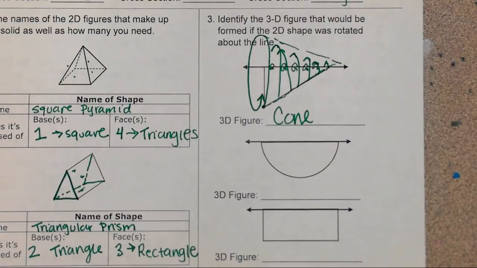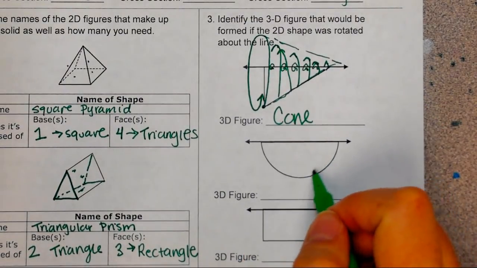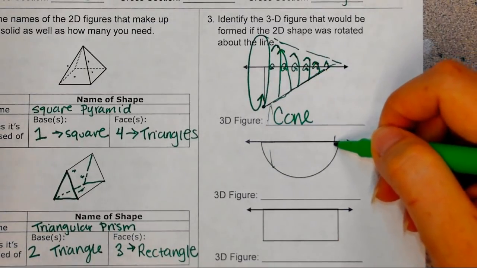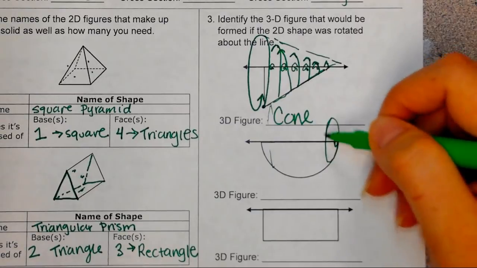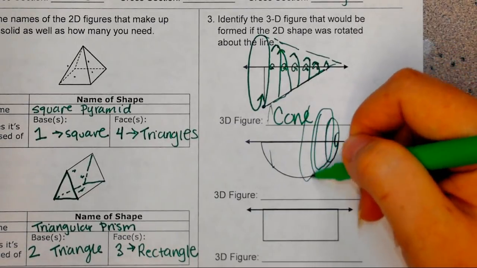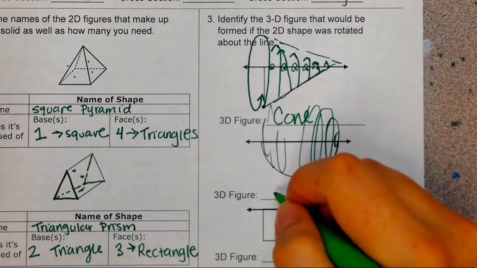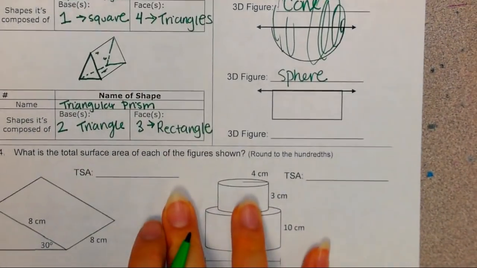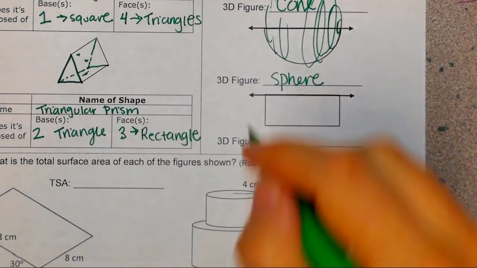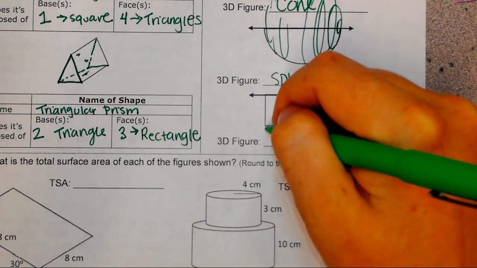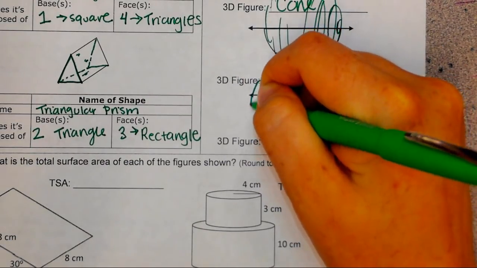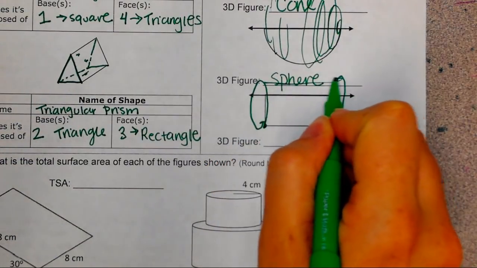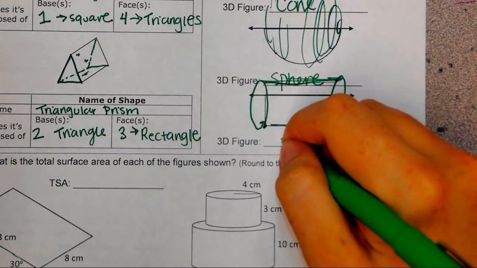Okay. For the next one, if this half circle were to rotate around, again, it's kind of hard to draw, but like this, and we're rotating and rotating. Okay, so that forms a sphere. And last, if this rectangle were to rotate around, remember this point is going to rotate around in a circle, same as this point. So it ends up forming a cylinder.